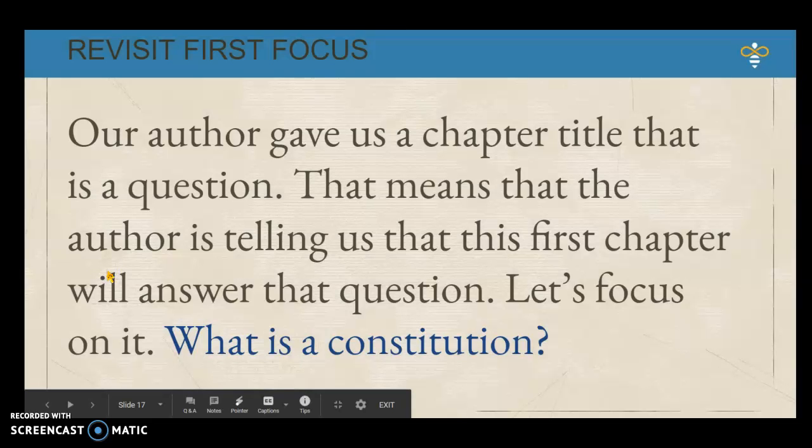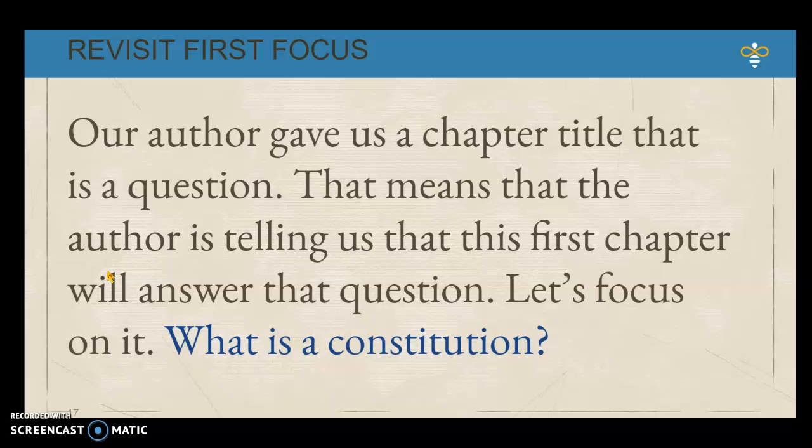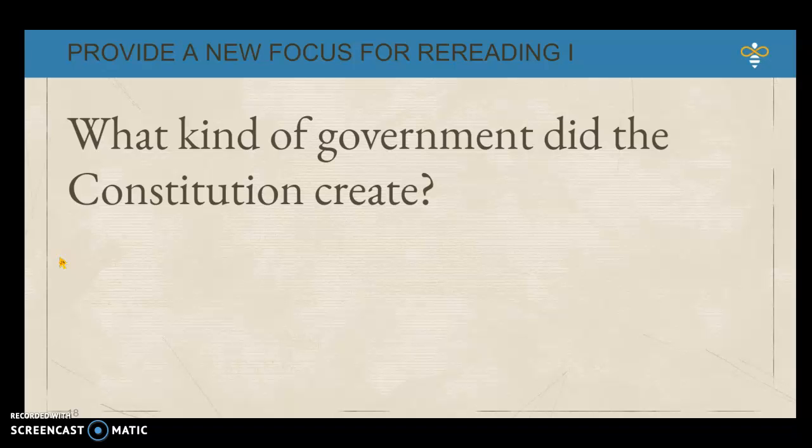So our author gave us a chapter title that is a question. That means that the author is telling us that this first chapter will answer that question. So when we come back together this afternoon, we're going to think about what is a constitution. And our second focus, when we reread together, what kind of government did the Constitution create?